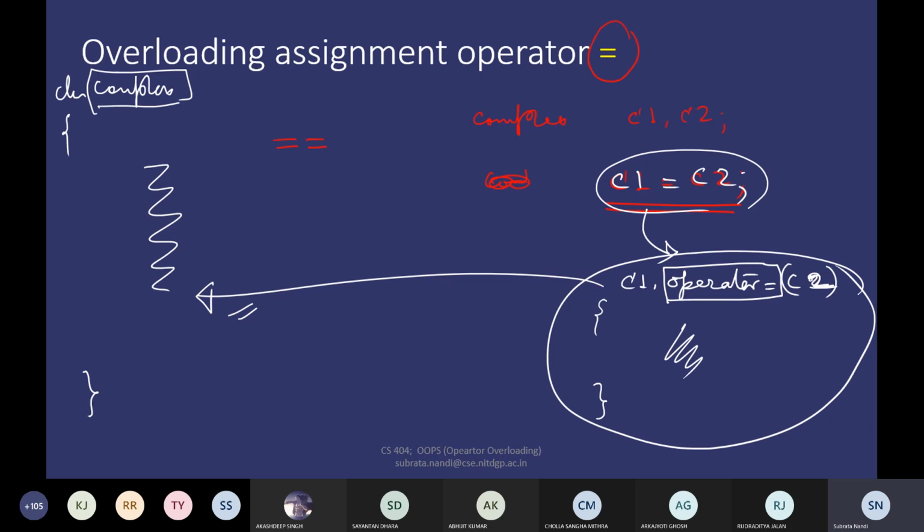We have got two user defined objects, right? C1, C2, which belong to the user defined class complex. And I have not written any overloaded function, any operator function corresponding to the assignment operator, neither in the form of friend function nor in the form of member function. Do you think in that case it will work?